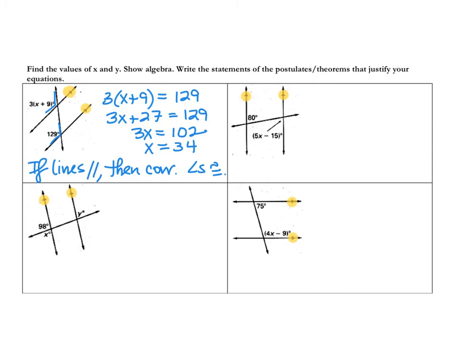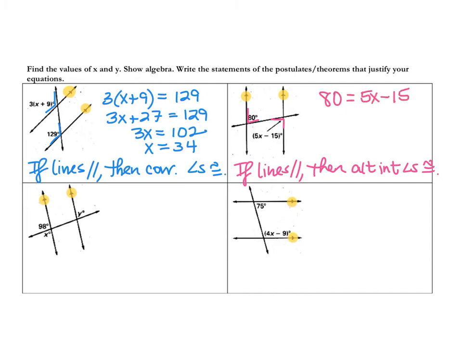All right, next problem. How are these angles related to each other? Well, they're alternate interior. If parallel lines are cut by a transversal, then alternate interior angles are congruent. So we're going to also make those equal. 80 is equal to 5x minus 15. 95 equals 5x. X is 19. Okay, next problem.